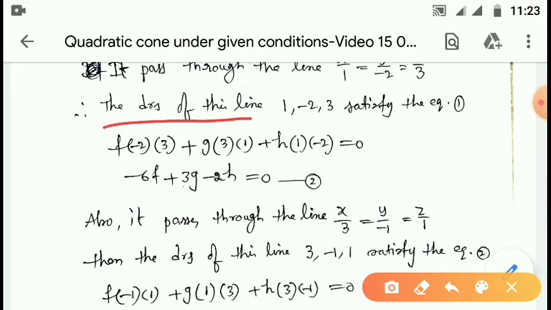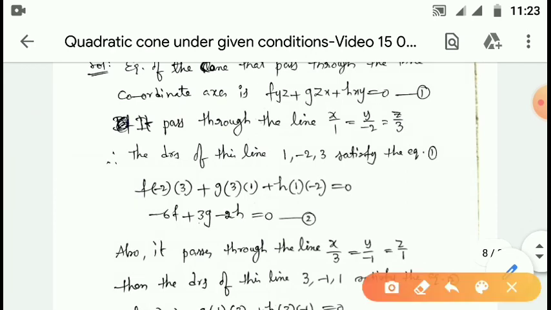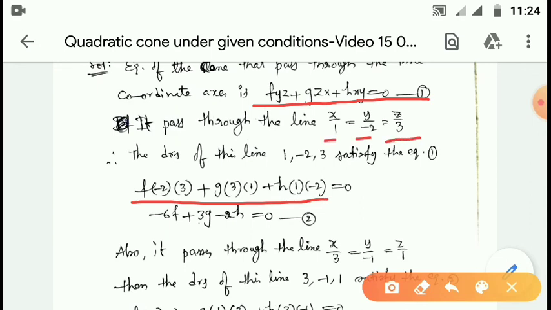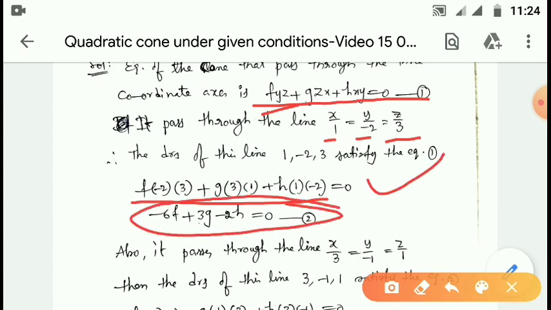The DRs of the line 1, minus 2, 3 satisfy equation 1. Therefore by substituting the DRs in this equation, you will get x is equal to 1, y is equal to minus 2, z is equal to 3. Therefore fyz is equal to f into minus 2 into 3. Likewise on simplification you will get equation number 2 like this.